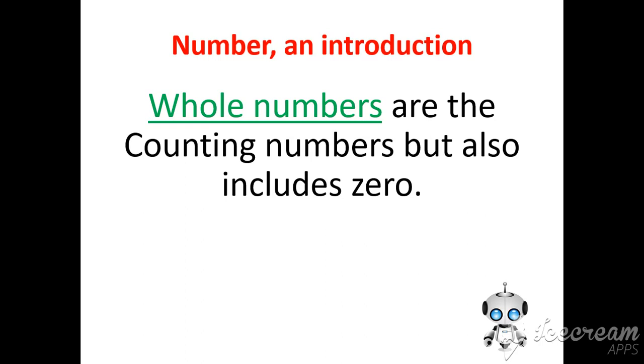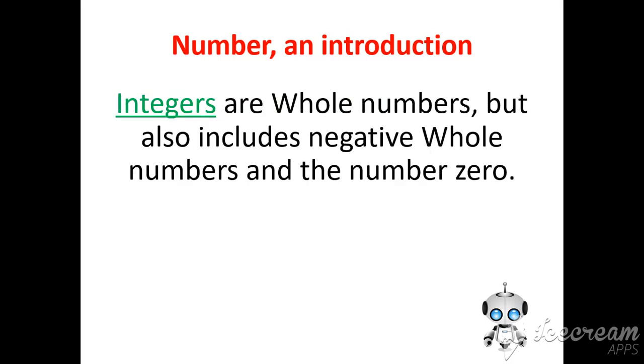Right, whole numbers. Whole numbers are also counting numbers, but include 0. So if we start at 0, we don't start counting at 0. That's why they're not counting numbers, but whole numbers start at 0 and go 0, 1, 2, 3, 4, 5, and so on.